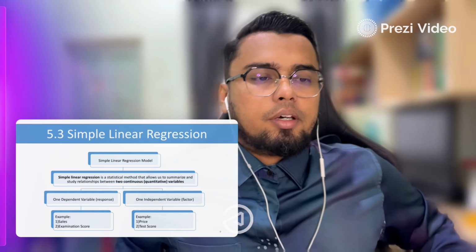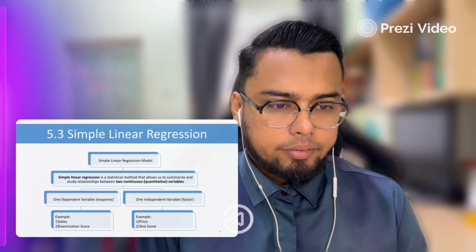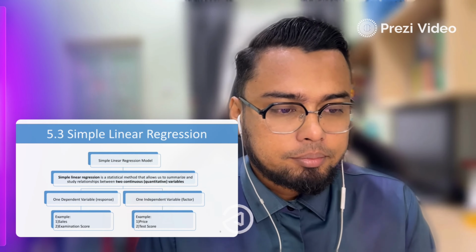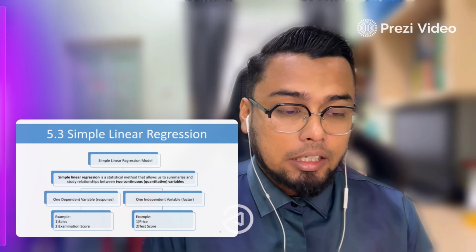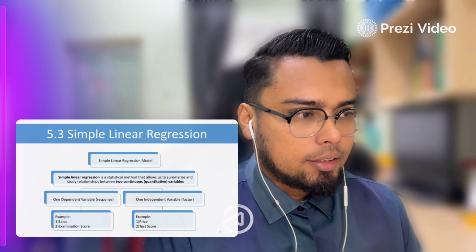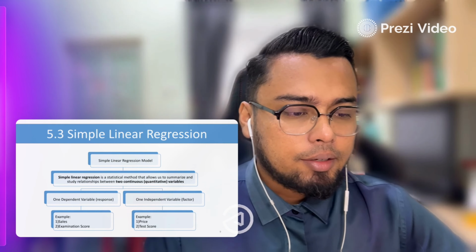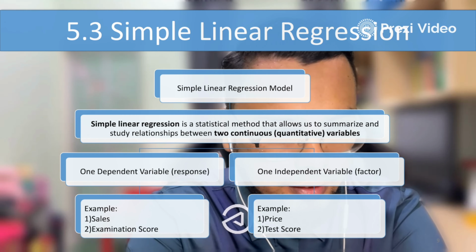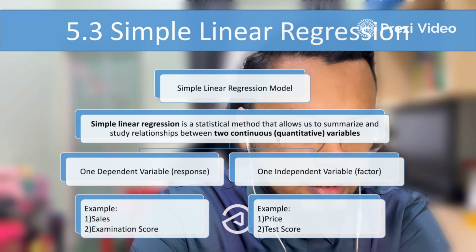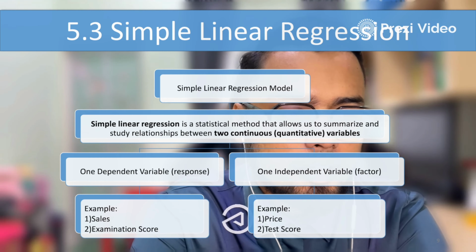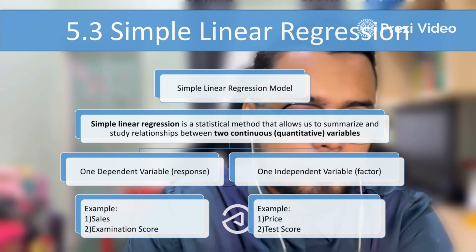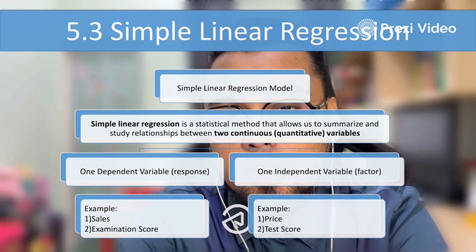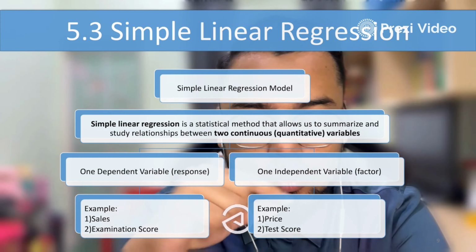Okay, Bismillahirrahmanirrahim. Now we are in the second part of the bivariate analysis, where we want to look into simple linear regression. How does it help us in inferential statistics? As you can see on the slides, simple linear regression is a statistical method that allows us to summarize and study the relationship between two continuous variables.